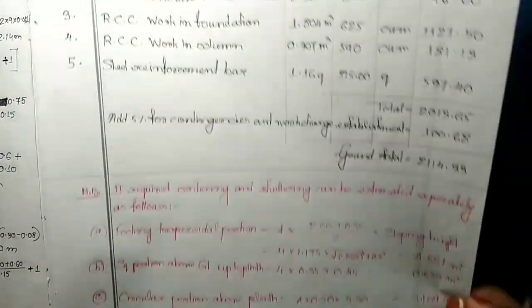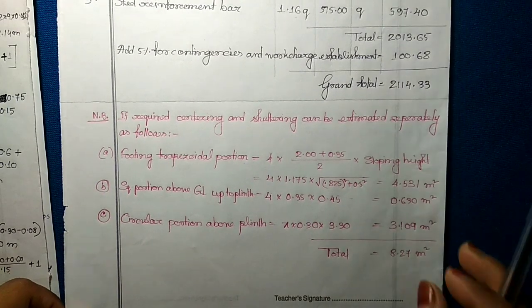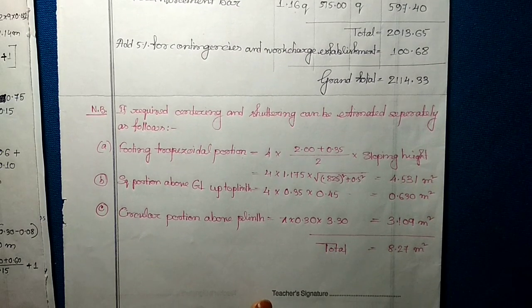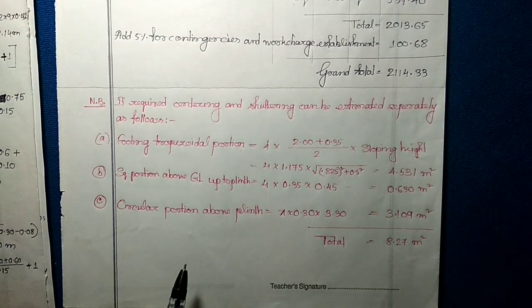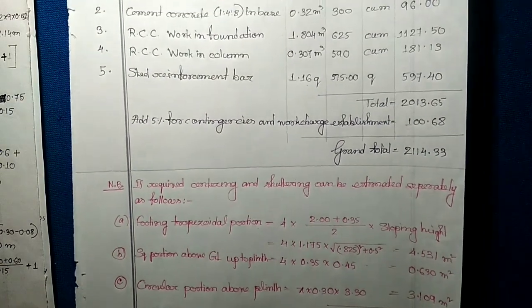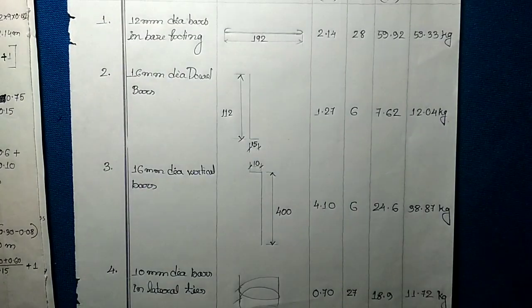I have mentioned something here. If you're asked to estimate the centering and shuttering portion separately, you can do like this, but I'm not going to discuss this portion as we have one separate unit as quantity calculation for shuttering of different item of RCC work. I'm going to discuss that separately in another class.